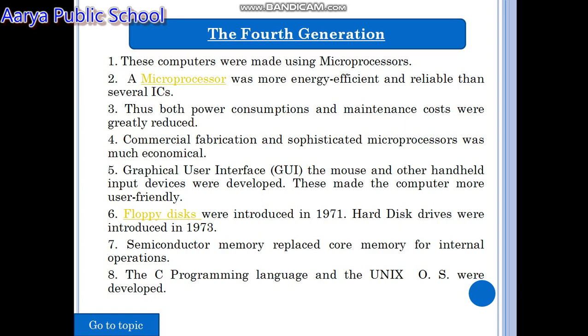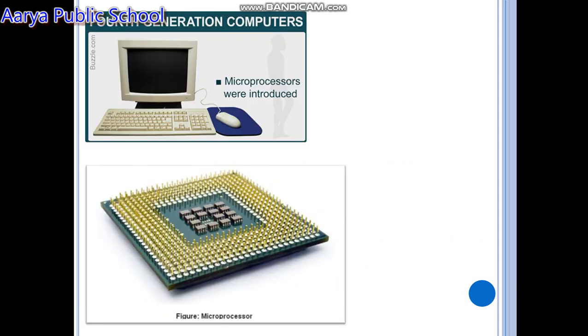C is a programming language. This language is used to write programs and use a computer. And the operating system was Unix. Unix is an operating system name. These were also developed in this period. Okay, dear students, these are the fourth generation computers.